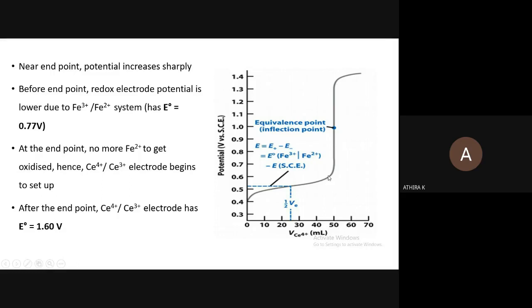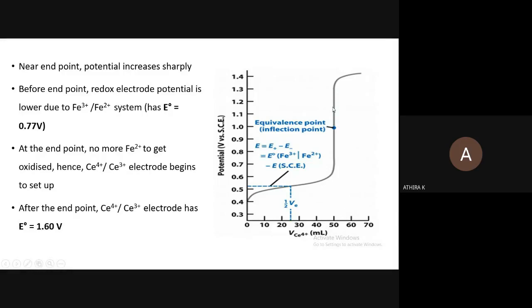The shape changes. There is a sharp increase in the potential near the endpoint. And from this graph, we have to determine the endpoint of this titration.